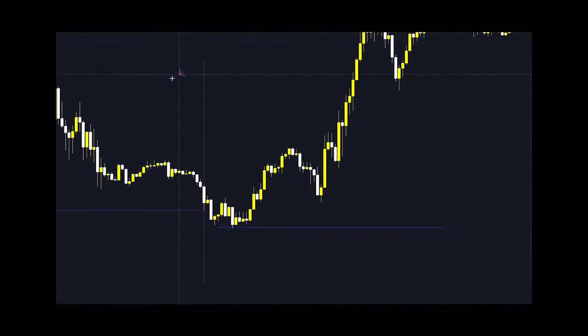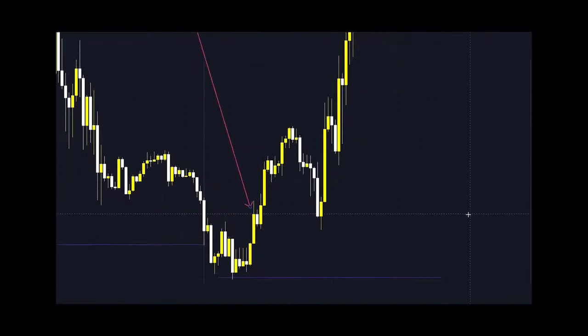Now, because you're familiar with market structure, you know that price makes lower lows and lower highs when it's in a downtrend. Even this was a lower high. This was a lower low. This right here was the area where market structure was broken. When that happened, because it was so aggressive, price left a fair value gap between this candle and this candle.